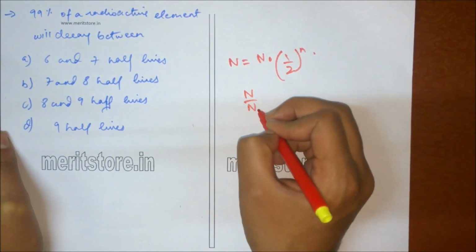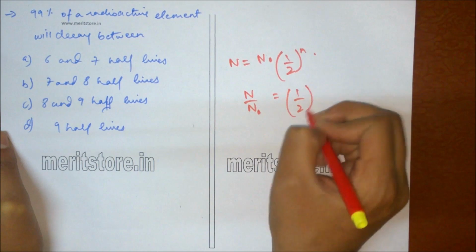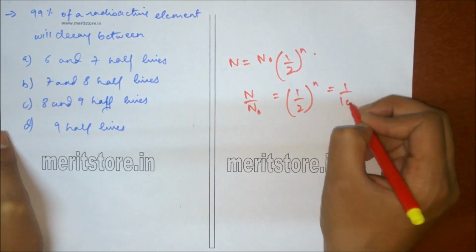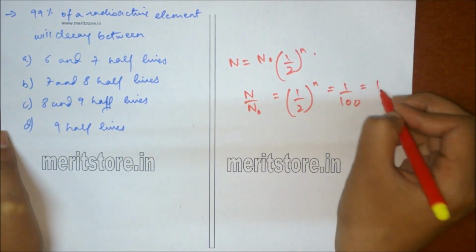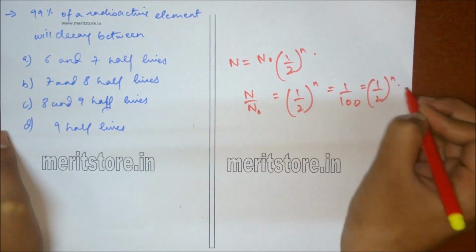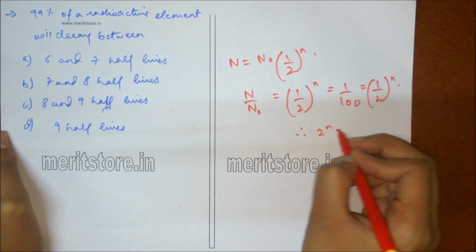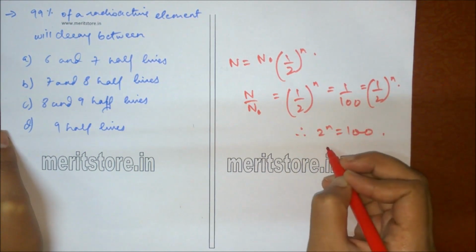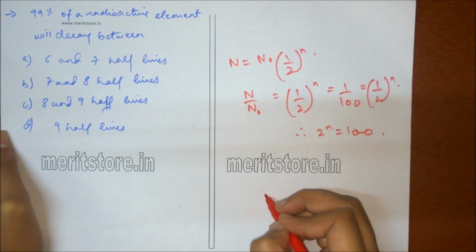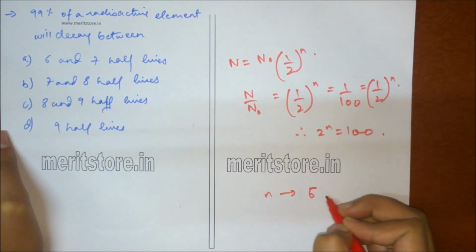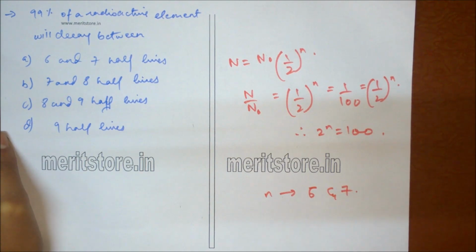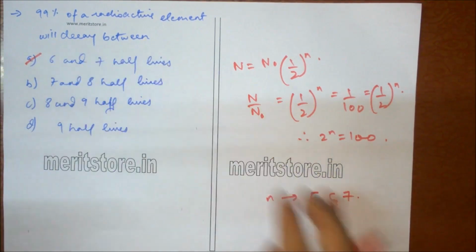So n upon n0 is equal to half raised to n, which is equal to 1 upon 100, is equal to half raised to n. Therefore 2^n is equal to 100. So n comes out to be between 6 and 7. So option A is the correct answer.